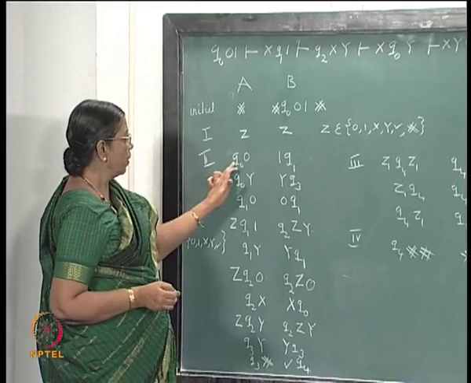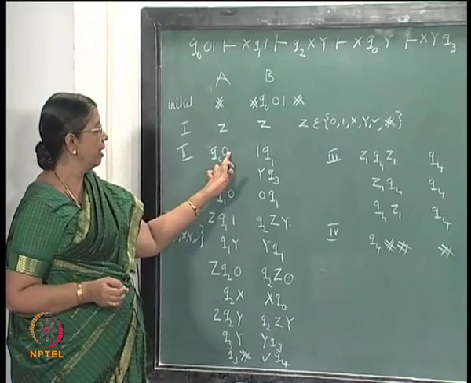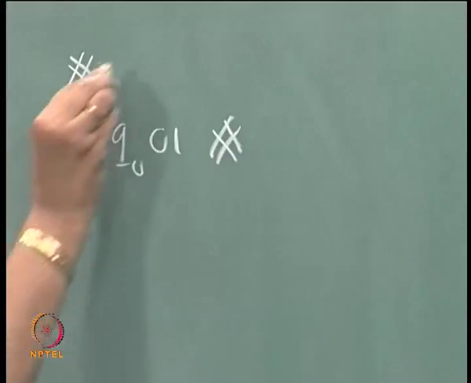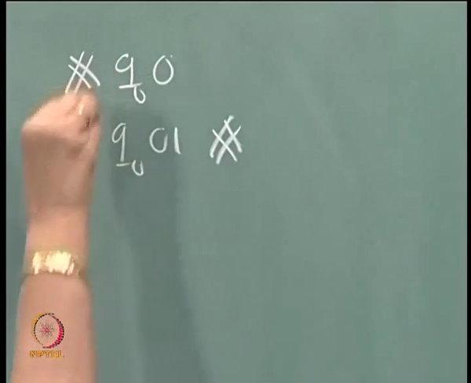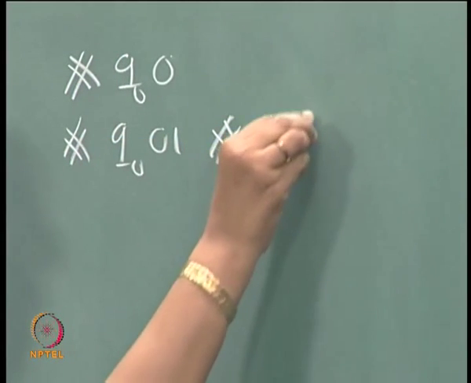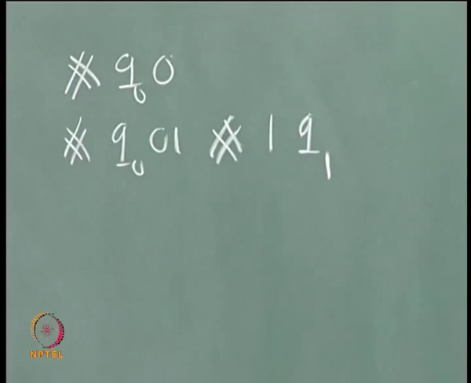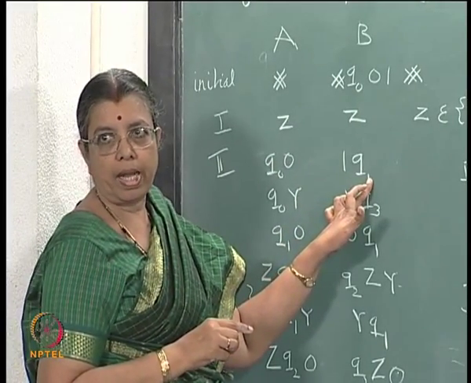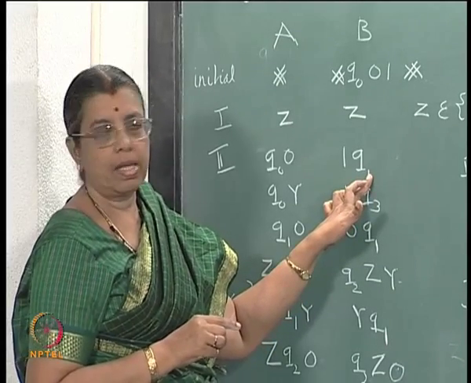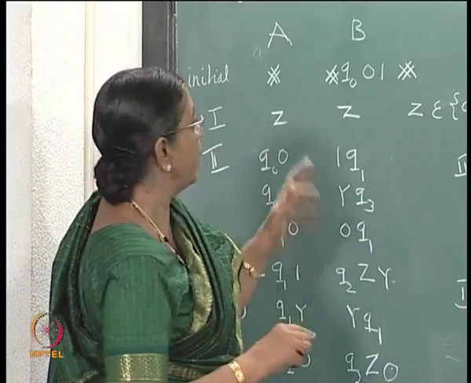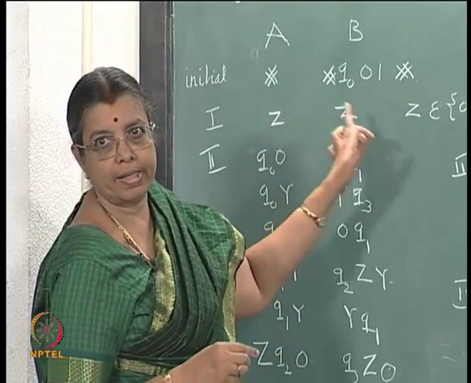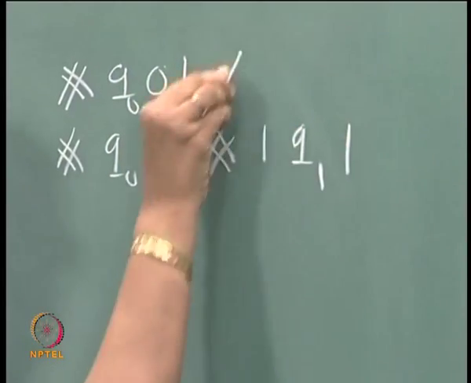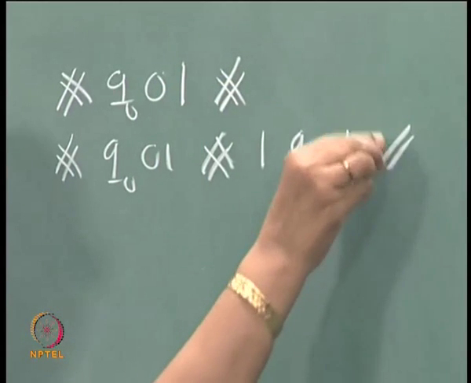So, Q0 0, when you want to create the first one, the corresponding pair is 1 Q1, because you have the pair Q0 0 1 Q1, right. Then any symbol Z you can add, right. So, 1 1 hash hash.